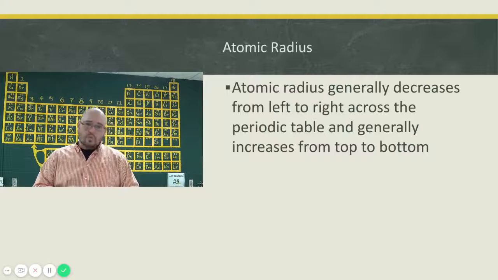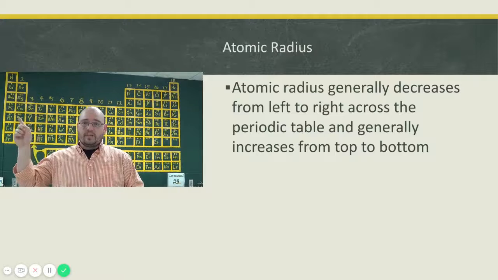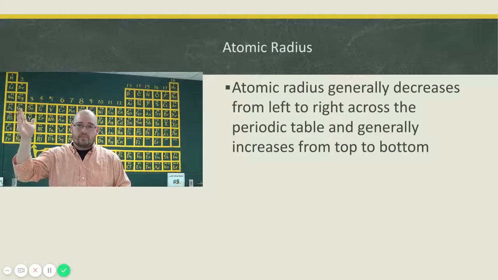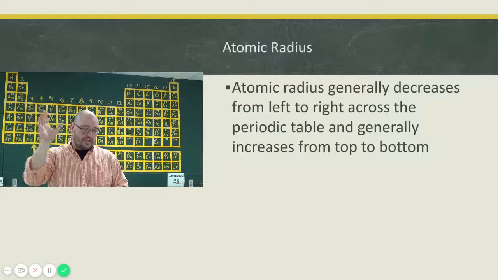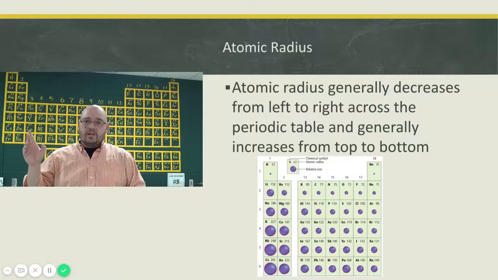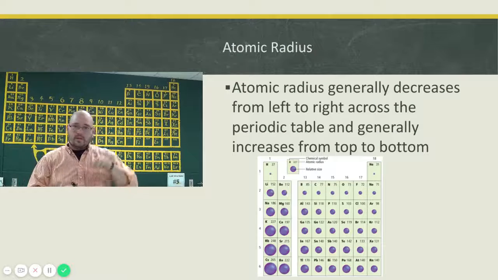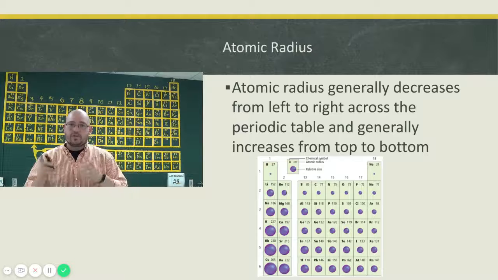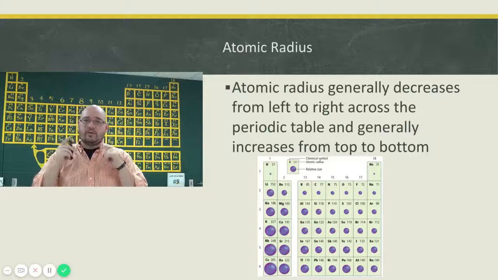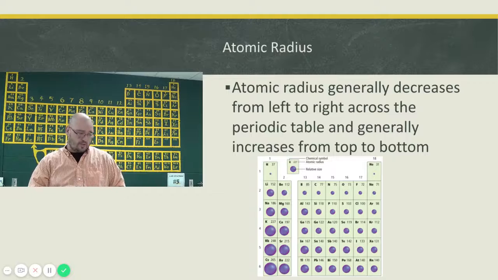When you're looking at the atomic radius, it generally decreases from left to right across the periodic table. When you start out over here on the left side of the periodic table, as you move right, the atoms generally get smaller. And if you look at this picture, you'll notice that you've got larger atoms over here, and they get smaller and smaller and smaller as you move towards the right. Now, this picture is only showing you the representative elements. It's leaving out the transition metals here in the middle, but the trend continues in the transition ones as well.